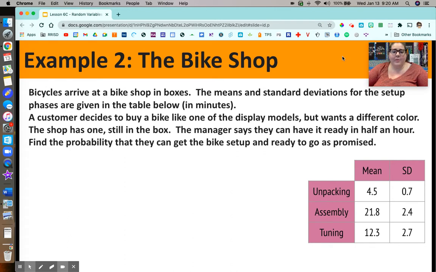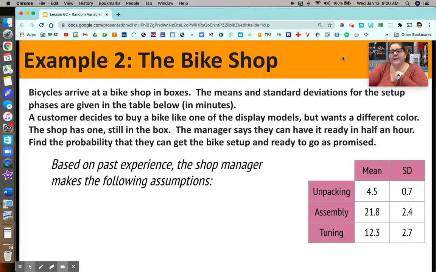And we're going to find the probability that they can get the bike set up and ready to go in that promised amount of time. So 30 minutes or less, right? If they did it in less than 30 minutes, he's still keeping his promise. So we're trying to figure out the probability that the combined time for unpacking, assembly, and tuning can happen in 30 minutes or less. That's kind of our goal.